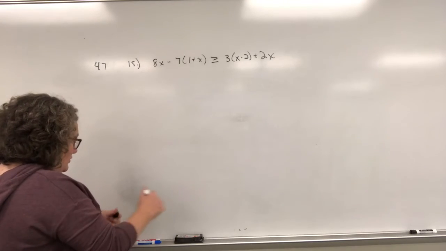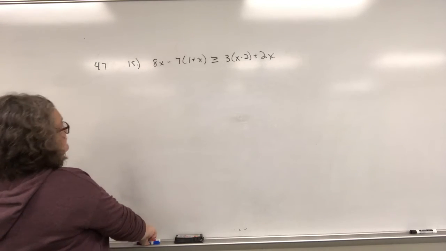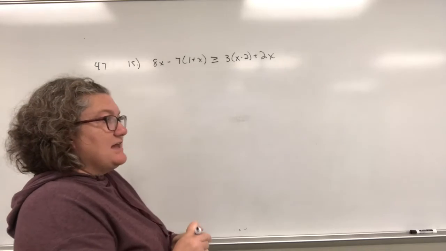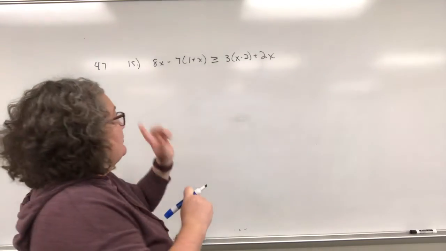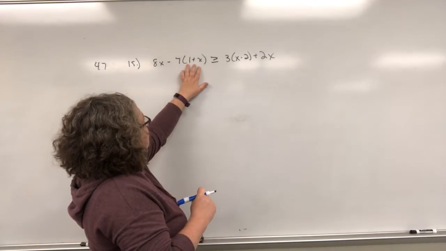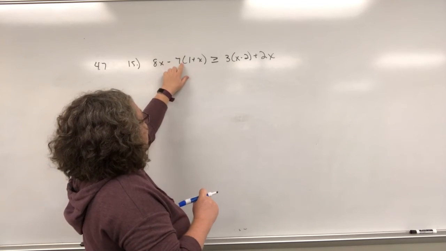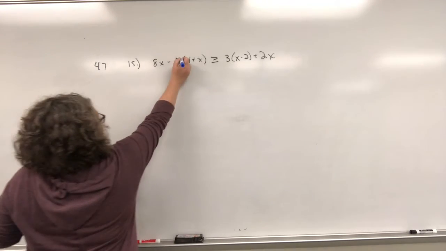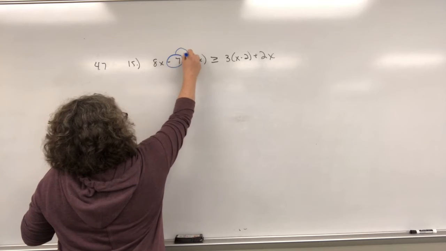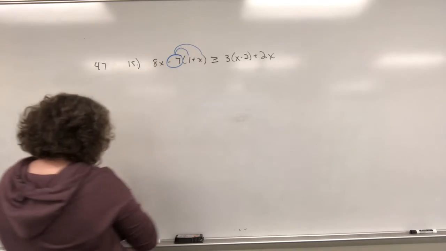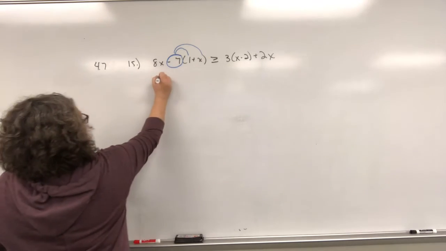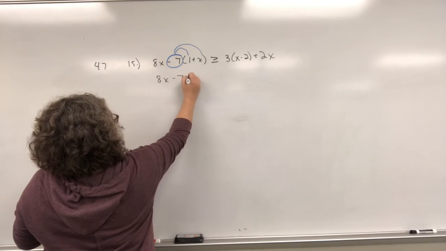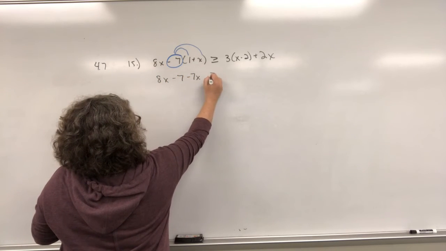So following the rules of equations, we're going to simplify each side. The first thing we do is clear any parentheses. So on this left side, I see this parenthesis. I look outside and I see, hey, that's being multiplied by what? A negative 7. So I'm going to distribute that in there, and I would have 8x minus 7 minus 7x greater than or equal to.